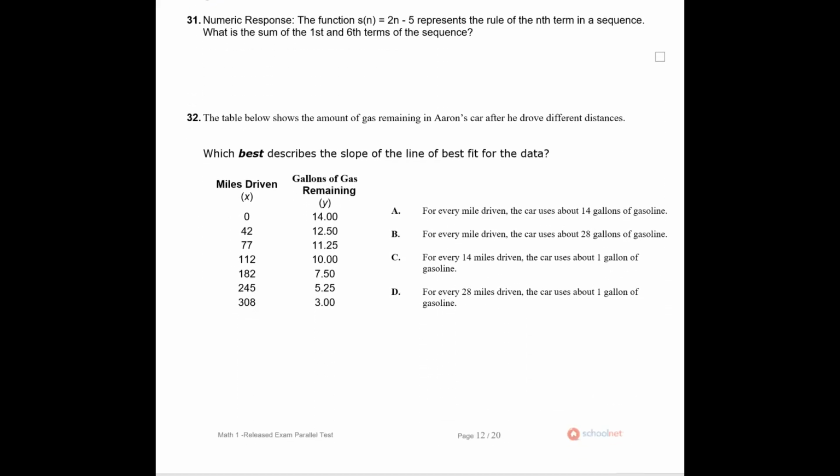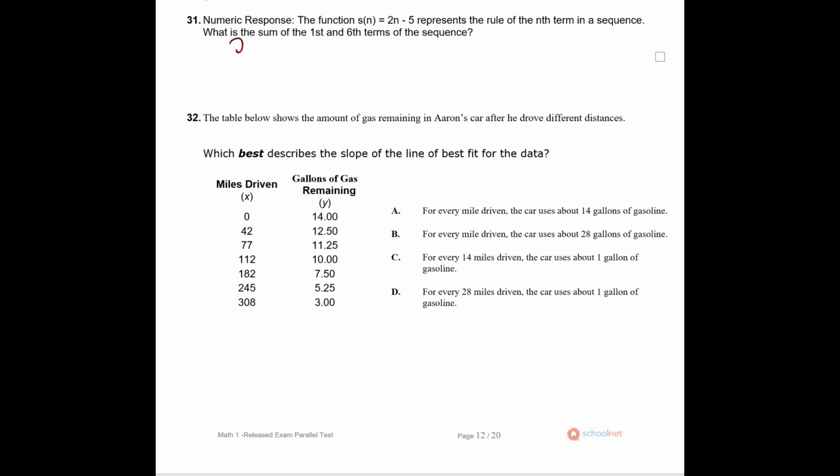All right. Numeric response. The function S of n is equal to 2n minus 5. What is the rule of the nth term in the sequence? What is the sum? Is the rule. Okay. What is the sum of the first and the sixth term?